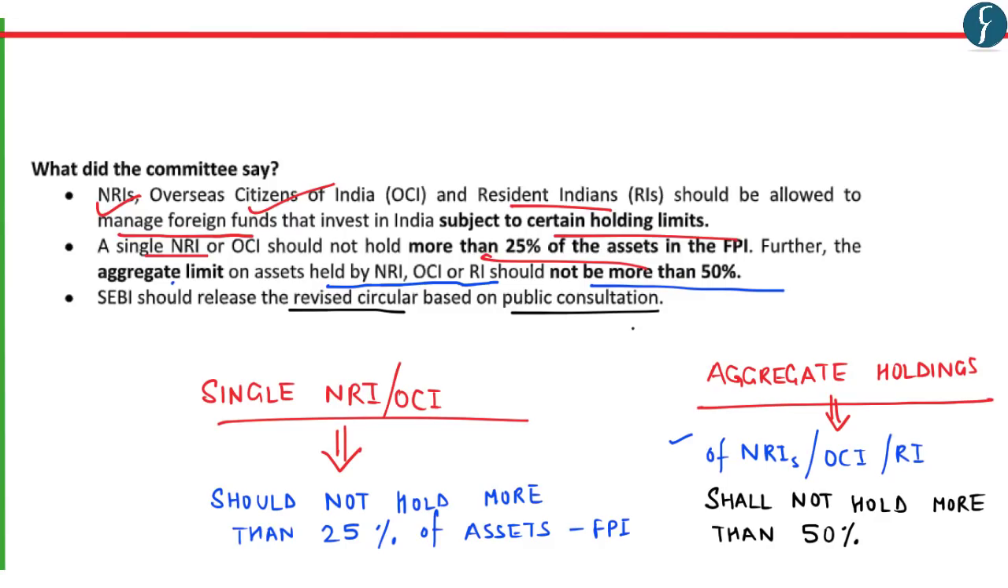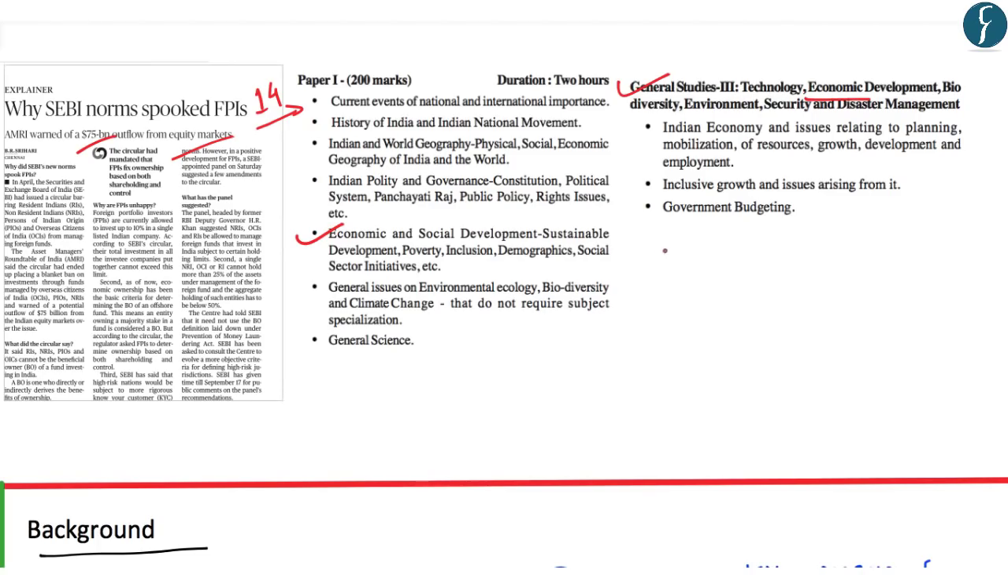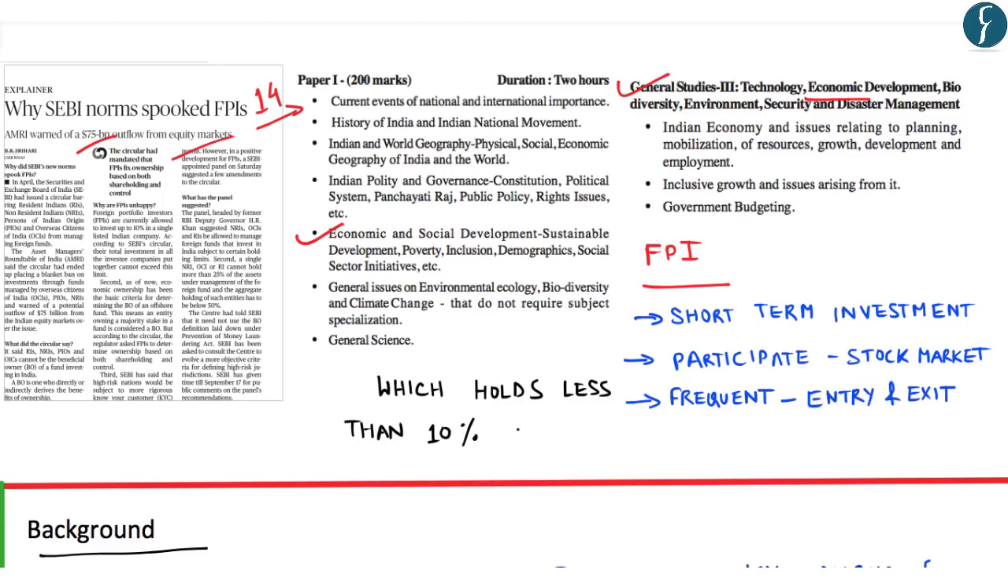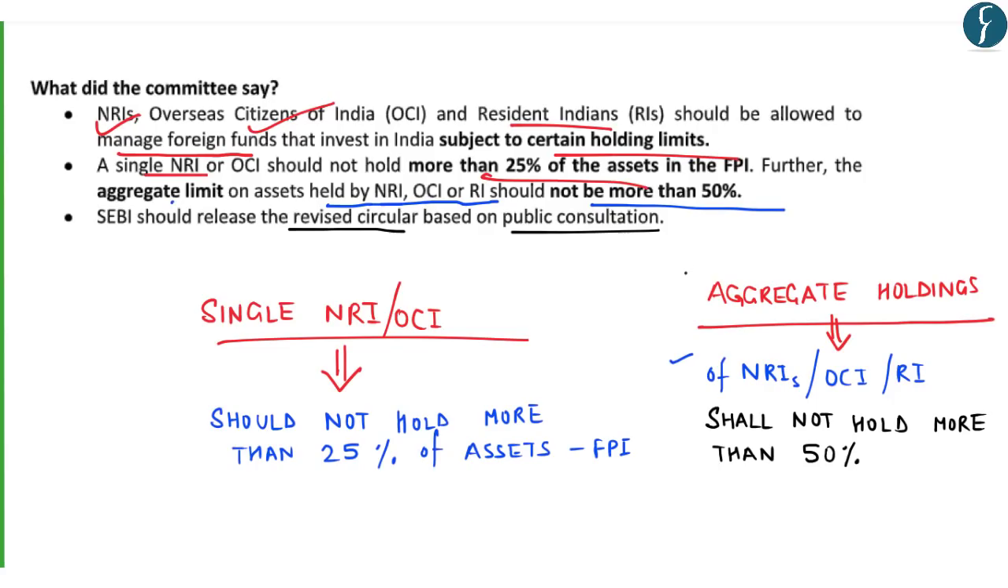So this news on FPI and the SEBI circular becomes very important for us to understand from the prelims point of view. Now in this particular news, the word FPI, that is foreign portfolio investors, refers to investors who invest for short term. And these FPIs participate through the stock market and get in and out of the stock market very frequently. So this FPI makes a frequent entry as well as exit from the stock market. Further, FPIs are defined as those institutions who hold less than 10% in a company. So in this news, let's wait and watch whether SEBI accepts the recommendation given by the HR Khan committee to increase the aggregate holdings for NRIs, OCIs and resident Indians with respect to FPI investment.